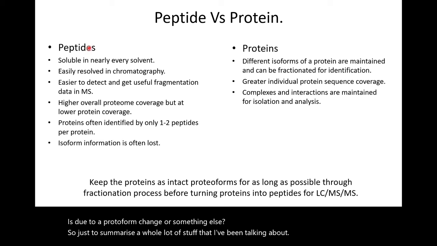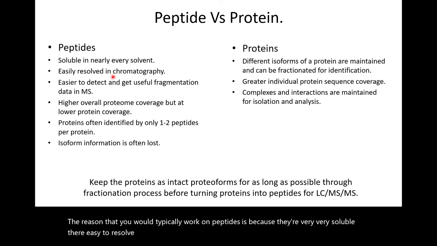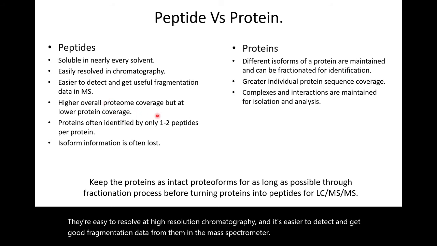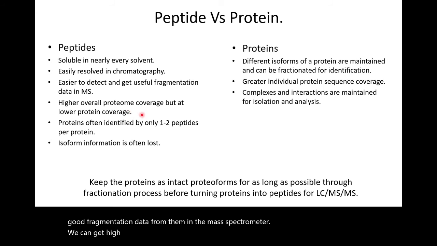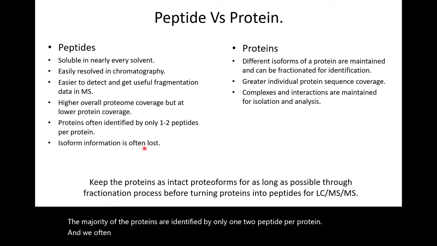So just to summarize a whole lot of stuff that I've been talking about, the reason that you would typically work on peptides is because they're very, very soluble, they're easy to resolve at high resolution in chromatography, and it's easier to detect and get good fragmentation data from them in the mass spectrometer. We can get high proteome coverage, but lower individual protein or proteoform coverage. The majority of the proteins are identified by only 1 to 2 peptides per protein. And we often lose this isoform information.